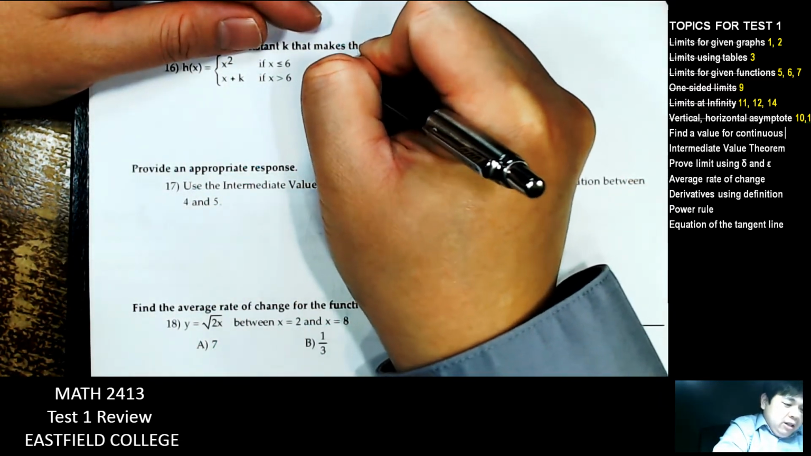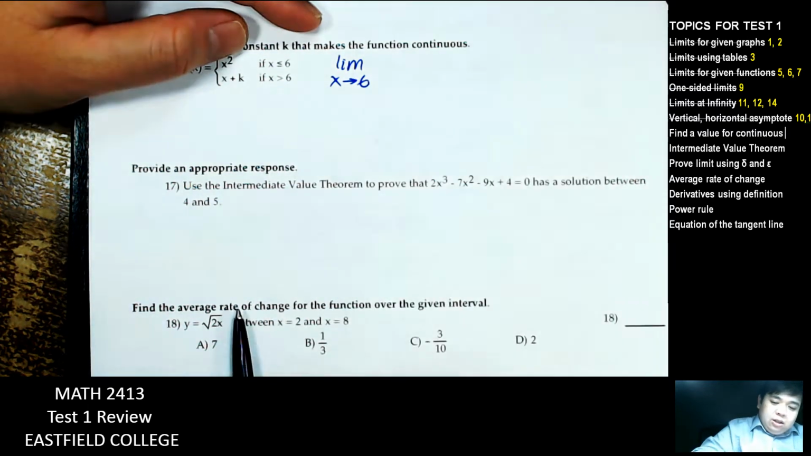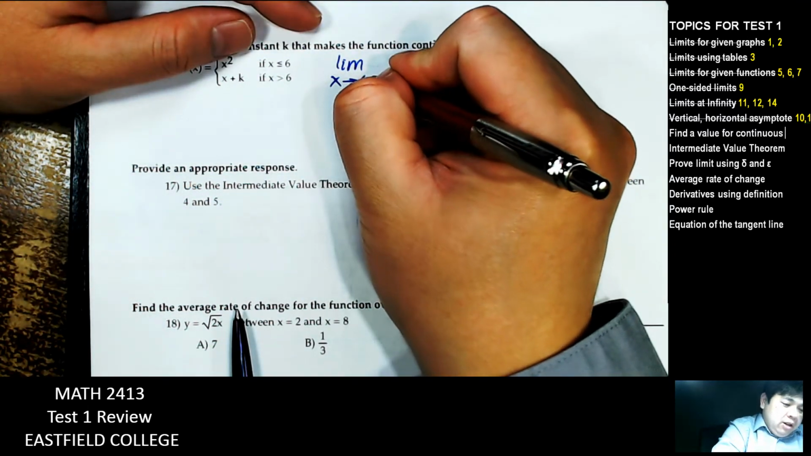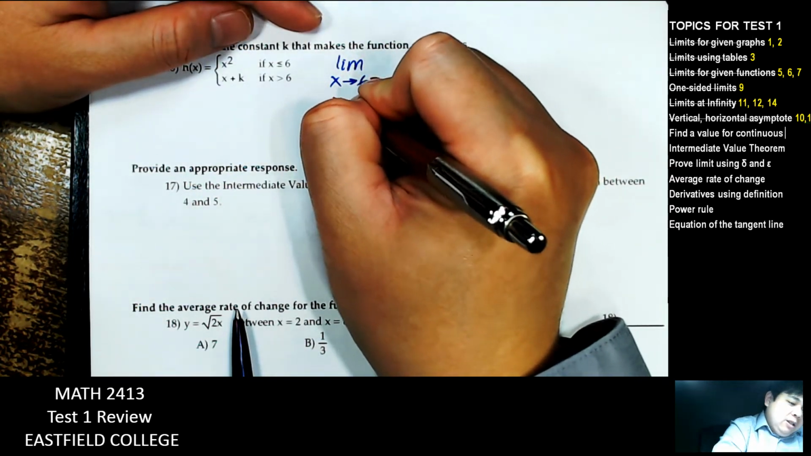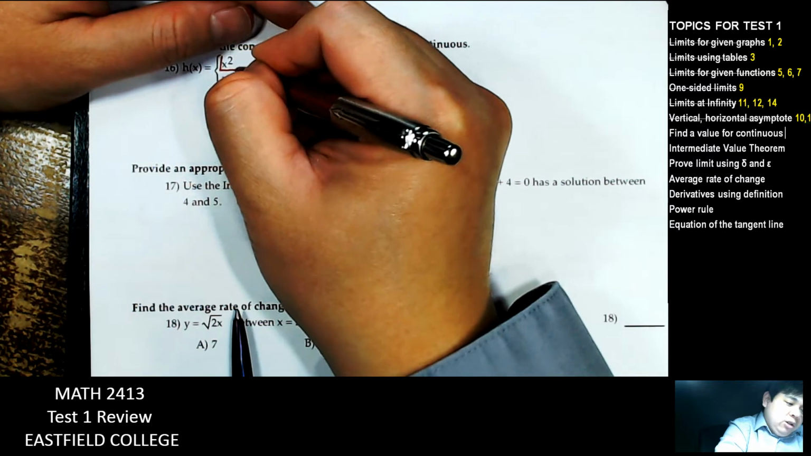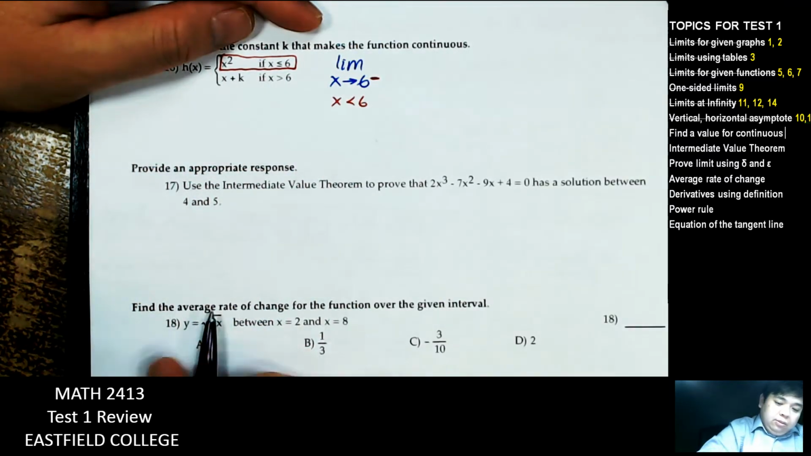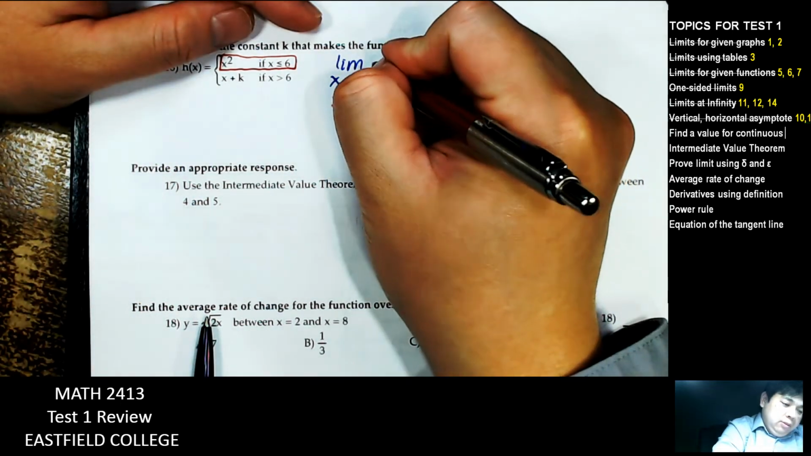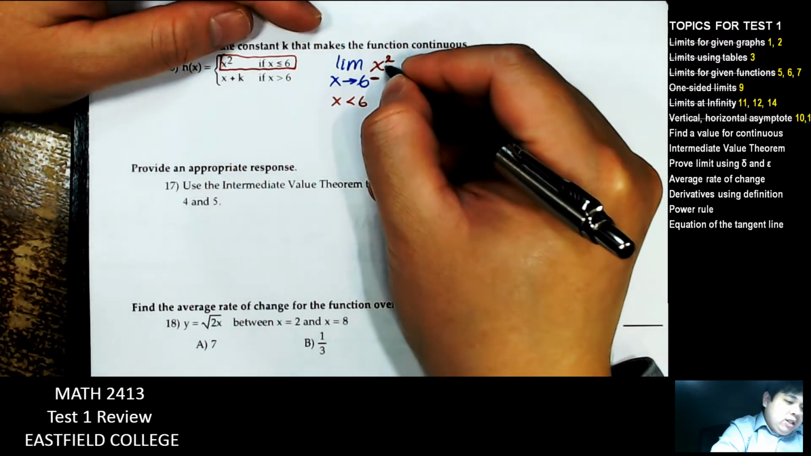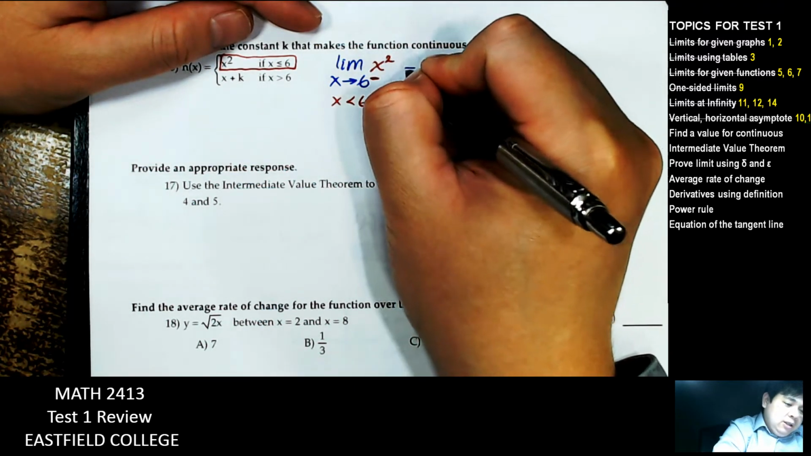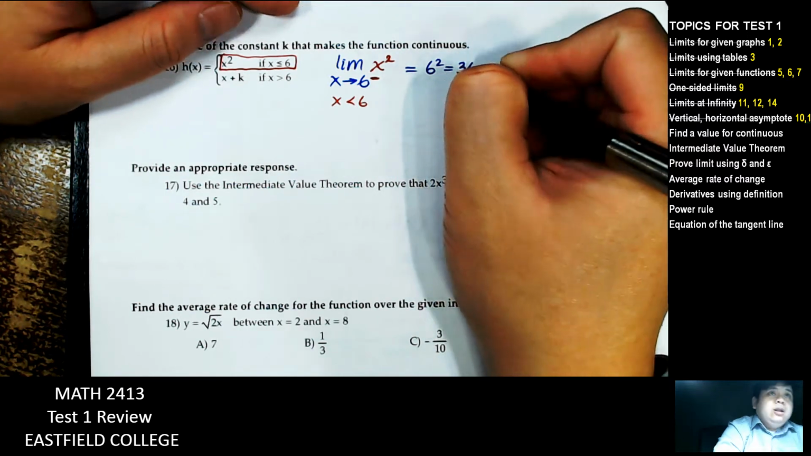If we have the limit when x goes to 6, let's do it from the left side, meaning less than 6, and we use this function. And when we put 6 in it, it is just 36.